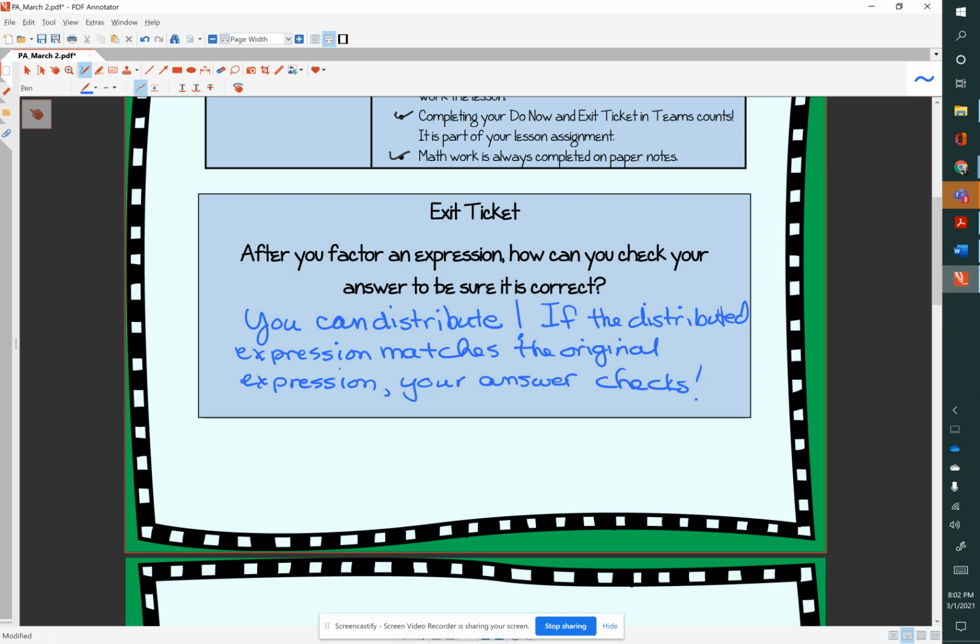So great job. Great job moving forward with these concepts. You're really getting ready for algebra next year. Keep on practicing, and as you do, I know you'll be great.